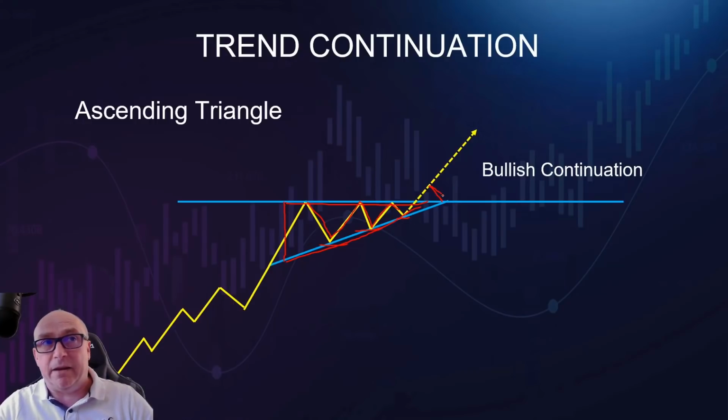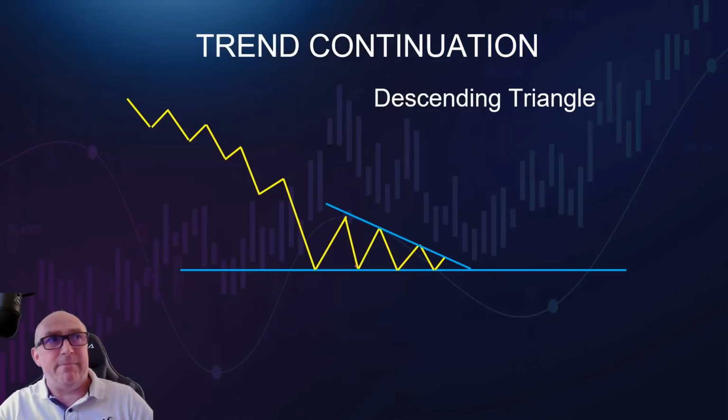As I say, I like to see a bit of a retest and then continuation, but that is basically a bullish continuation using an ascending triangle. Again, it's price acceptance of this new level. And of course, exactly the same in reverse again.